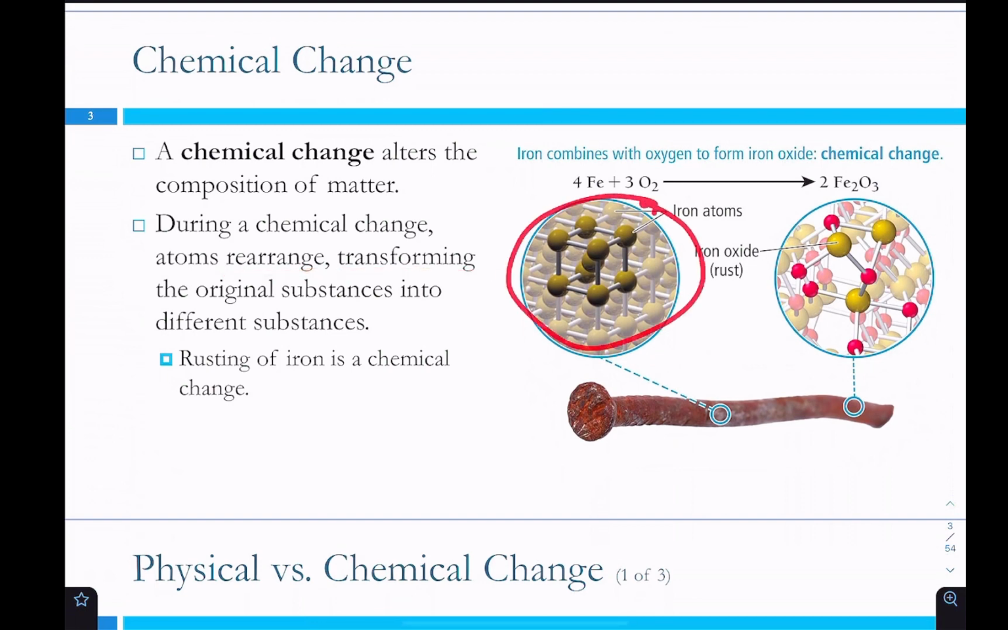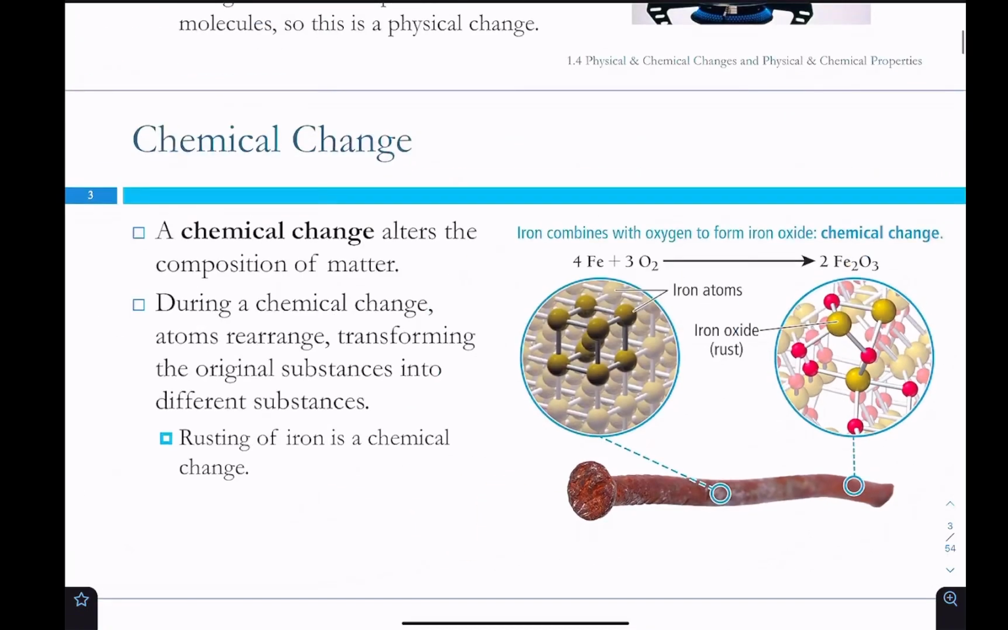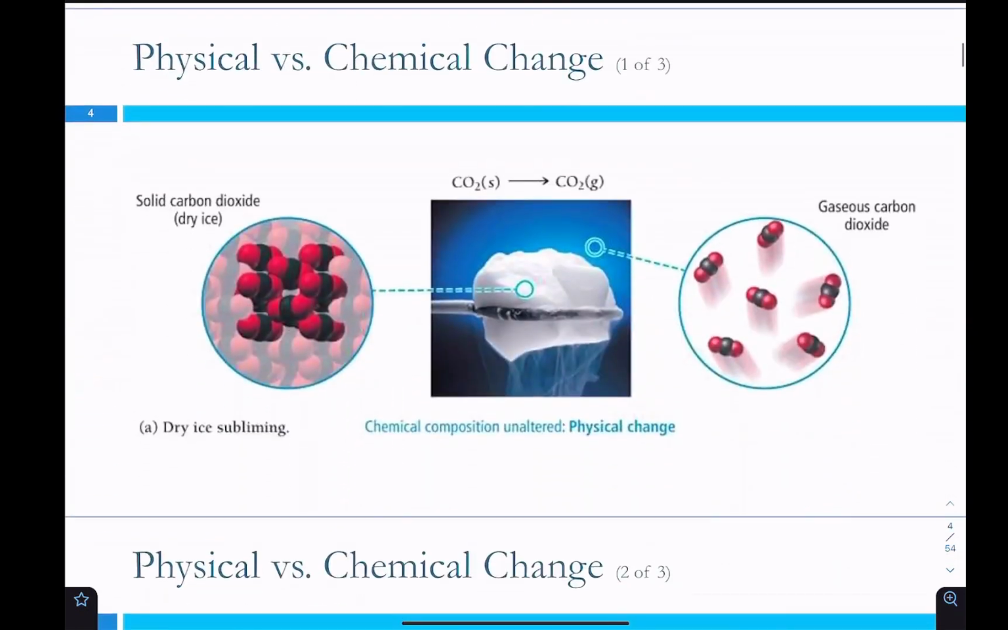So you're going from these iron atoms, and even in this diagram here, these are all nicely ordered. In the iron oxide, there's less order to the molecules, and you've now got these red oxygen atoms that have inserted themselves between the yellow iron atoms. So rusting of iron is a chemical change.